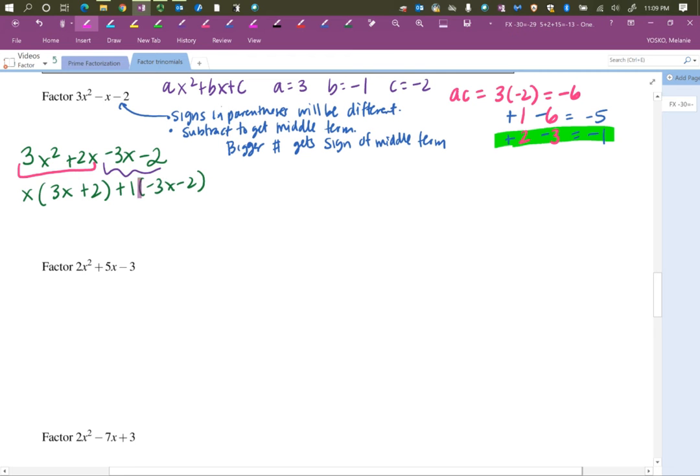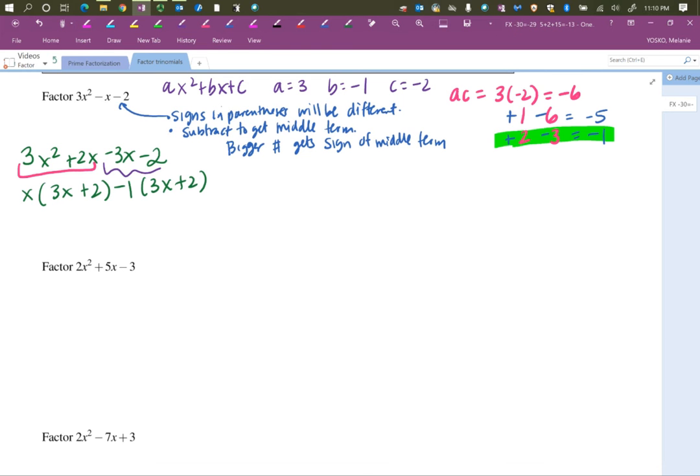But while this is technically true, it doesn't help us factor. We would like whatever is in this set of parentheses to be exactly the same as what's in this set. If you notice, everything's off by a negative sign. So I want to change it. I want to say, instead of factoring out a positive 1, let's factor out a -1. -1 times 3x plus 2. Check it. -1 times 3x, -3x. -1 times a positive 2, -2.